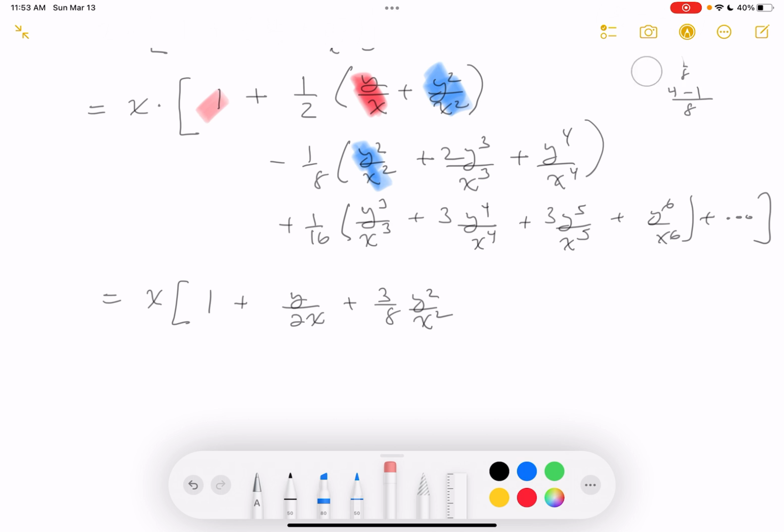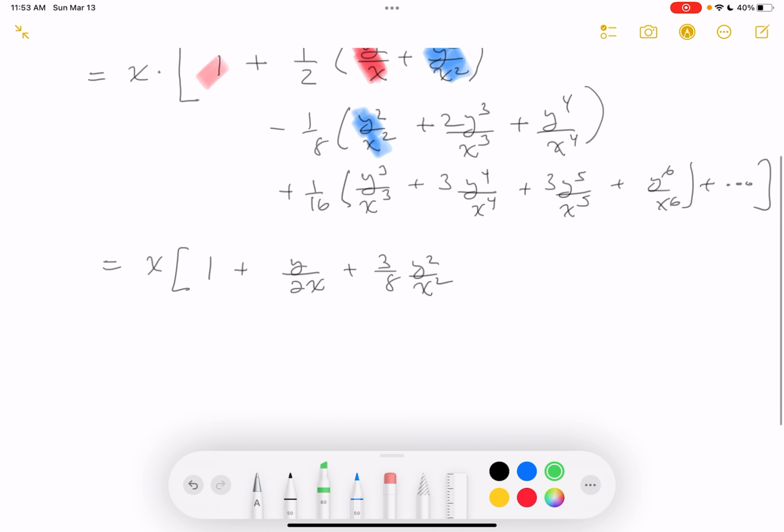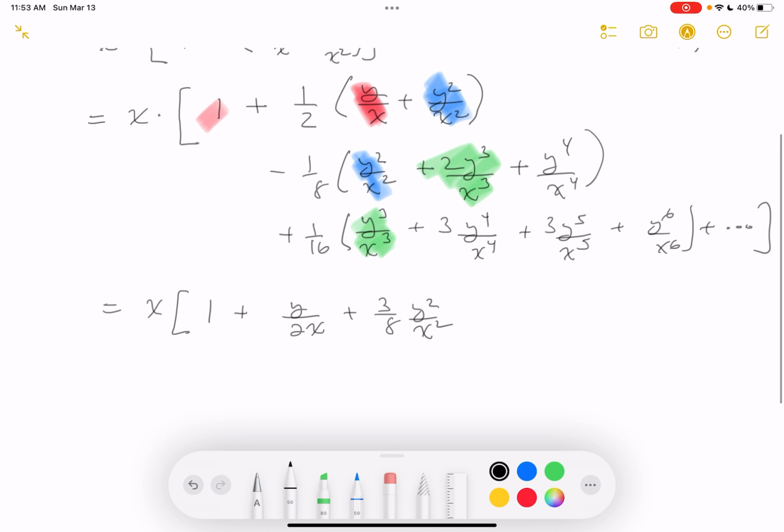I get my eraser out, and I want to go to the very next term. And what's that going to be? Let's get the green highlighter out now. I'm going to say that's going to be the cubic, right? So this guy here and this guy here. Okay, I got to do it. What do you get there? You would get minus 1/4 plus 1/16. Well, then there would be 16. Minus 4 plus 1 is minus 3. So you get minus 3/16 of y cubed over x cubed.